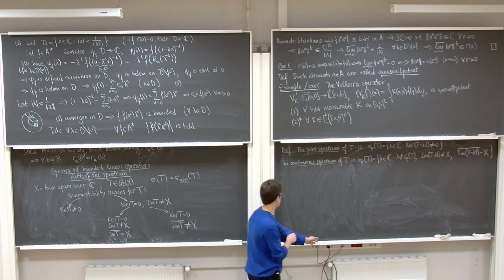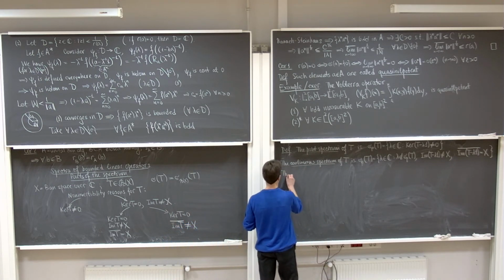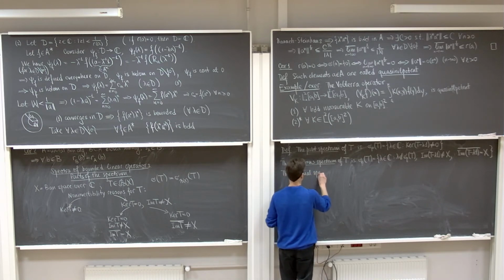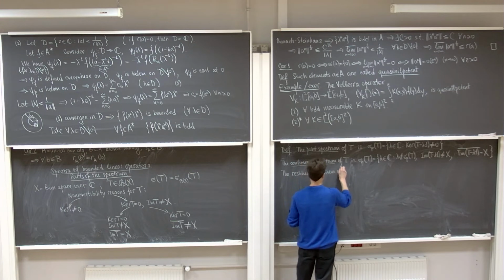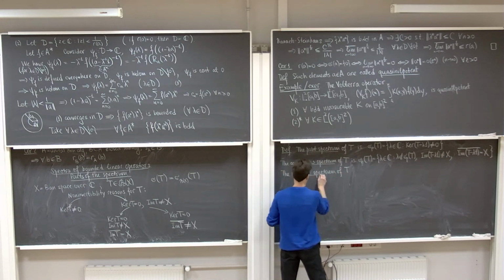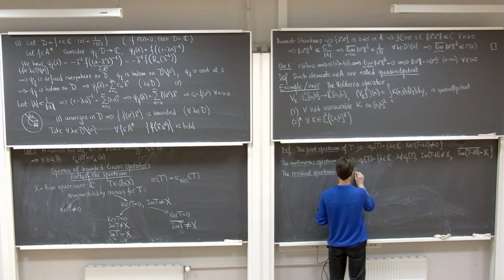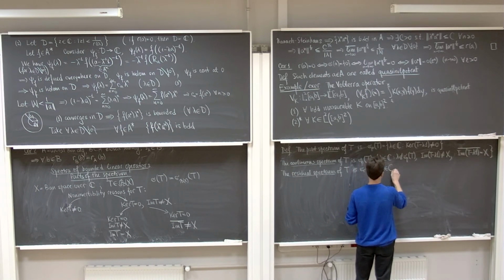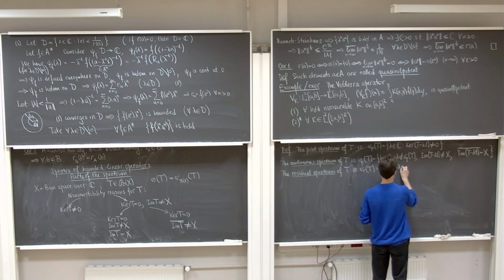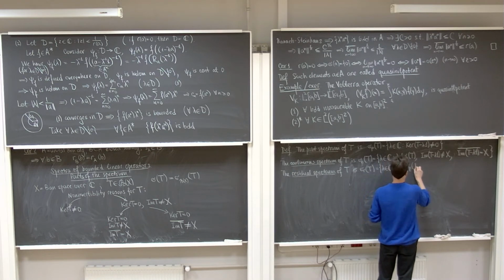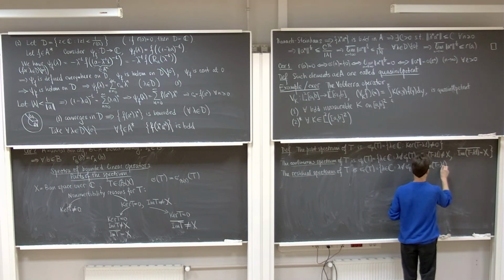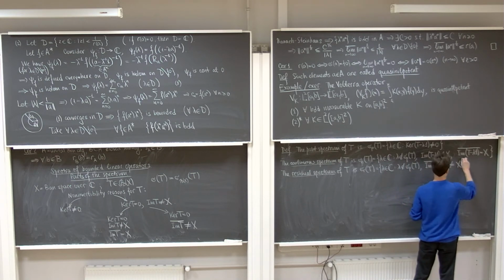And finally, we define the residual spectrum of T to be the set sigma r of T, consisting of those complex numbers lambda which are not in the point spectrum, and such that the image of T minus lambda is not dense in X.